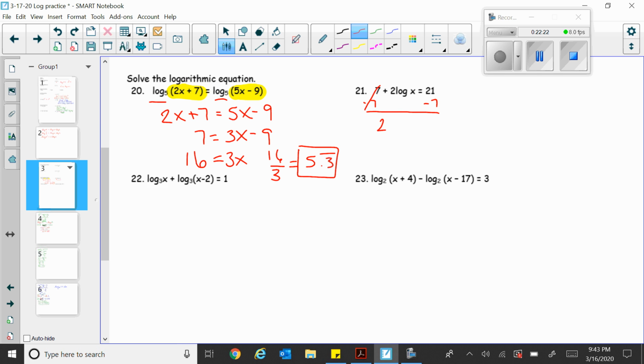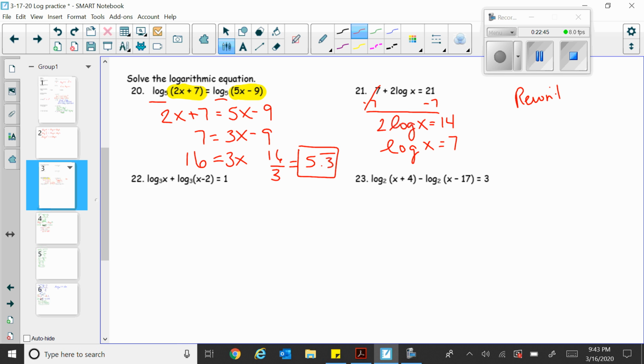And then you get 2 times log x equals 14, and then divide by 2. Get rid of that 2, and you get 7. So now we've got the logarithm by itself. So once you get this, now it's just a matter of rewriting it.